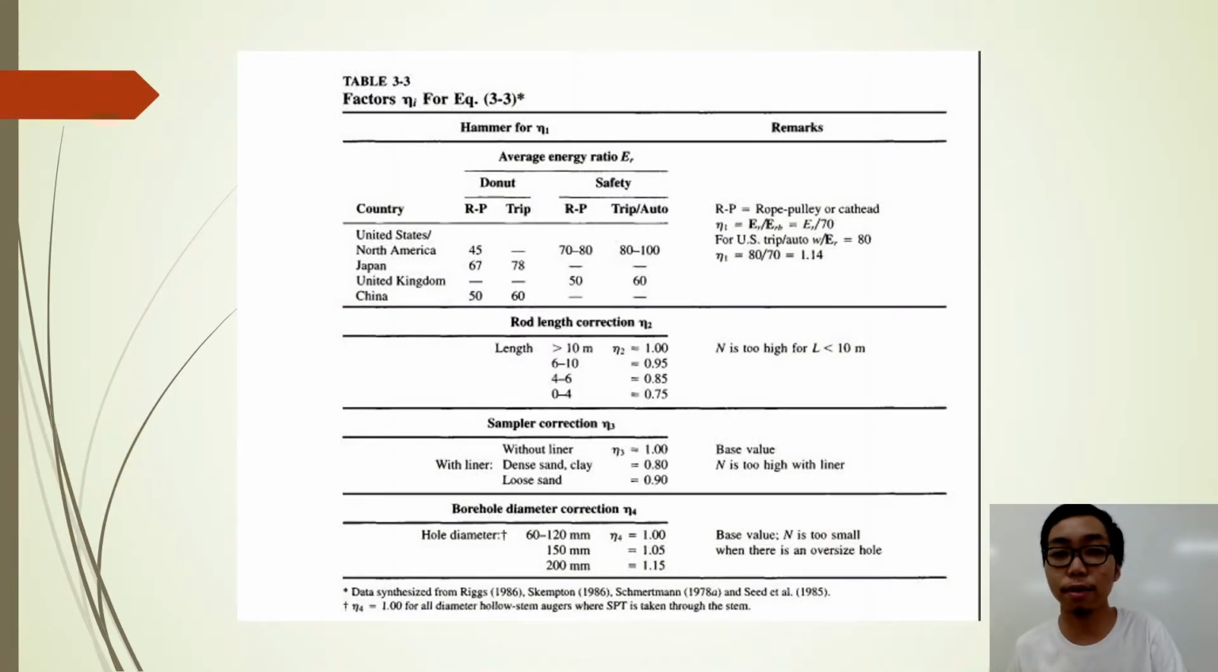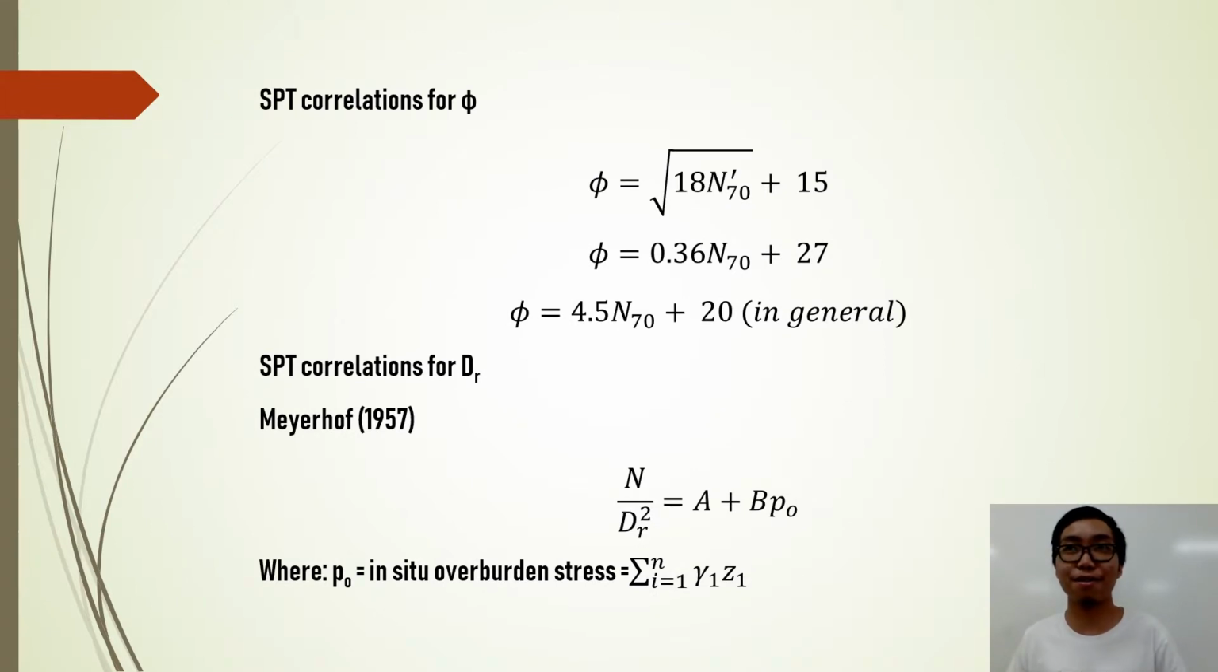So this is table 3-3 found in page 159 of Foundation Analysis and Design, 5th edition, by Joseph E. Bowles. So now we are ready to correlate SPT N70 to other variables. First we will talk about the angle of internal friction. The angle of internal friction is equal to the square root of 18 times N70 plus 15.